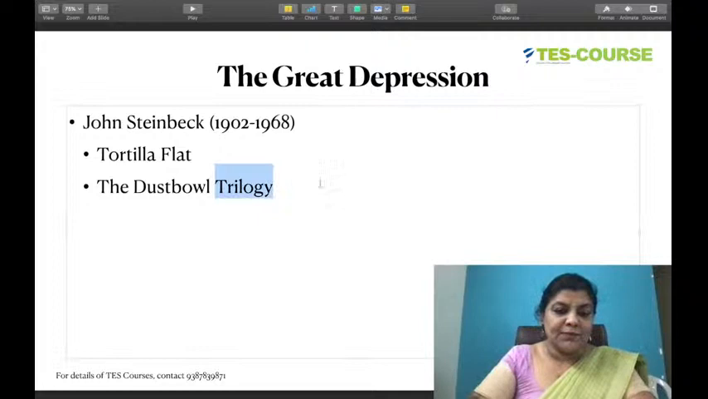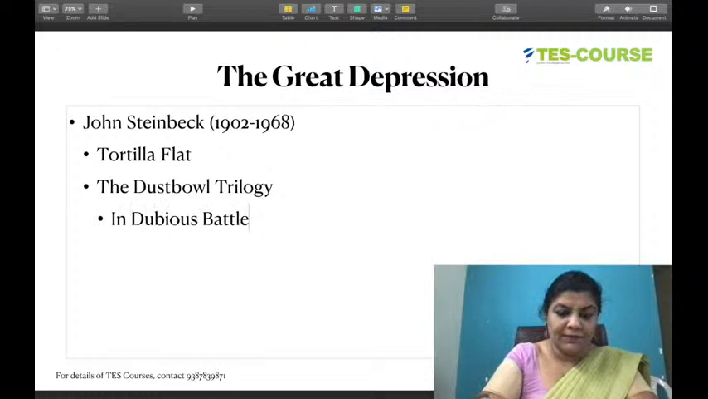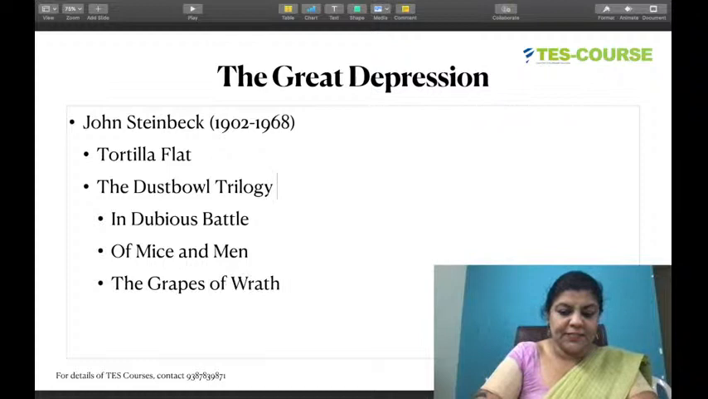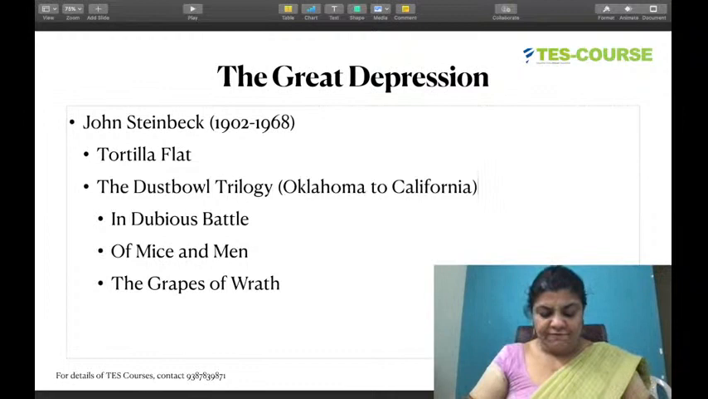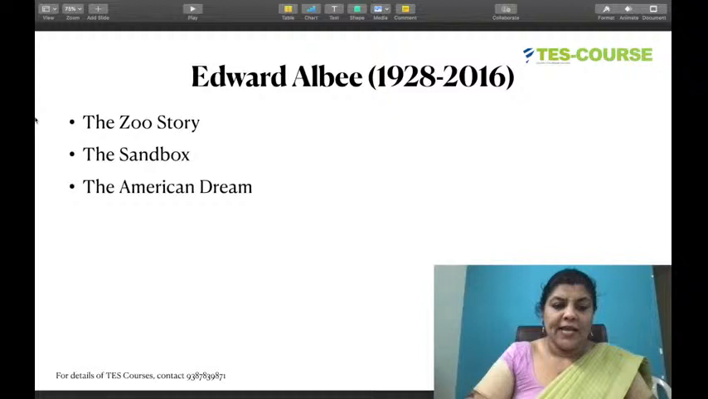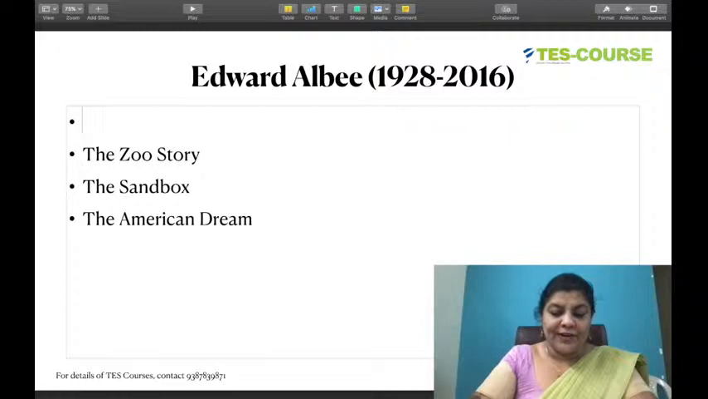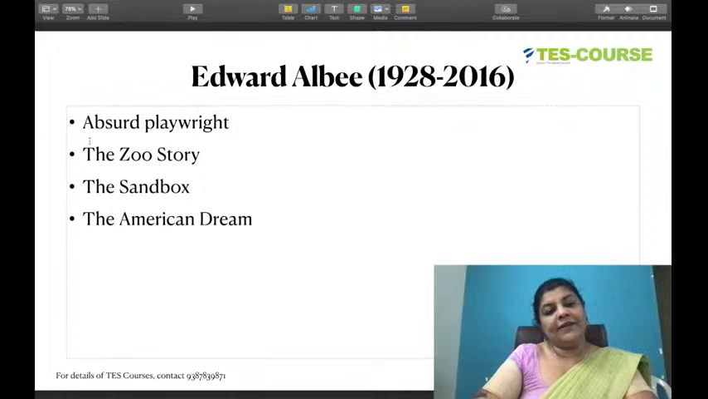Which are the Dust Bowl Trilogy novels? In Dubious Battle, Of Mice and Men, The Grapes of Wrath. Dust Bowl trilogy means people are going from Oklahoma to California because of dust storms. Will you remember? And guys, the next slide is Edward Albee. He wrote absurd plays. You know it, right? He was the absurd playwright.